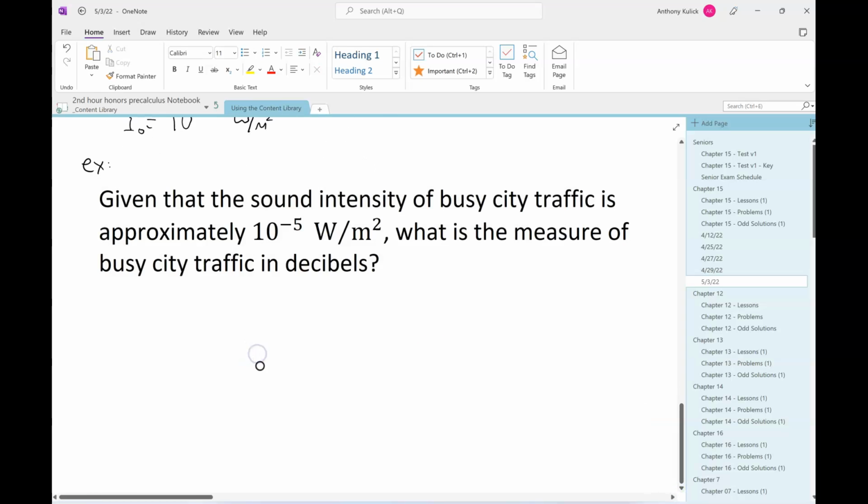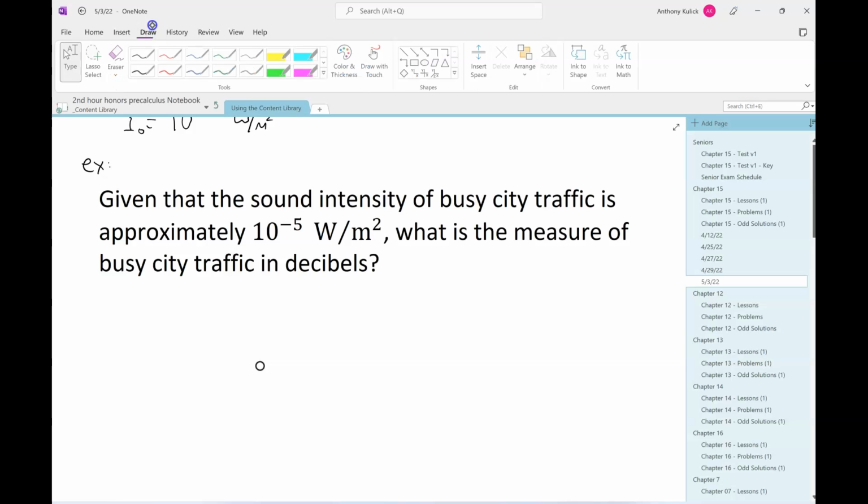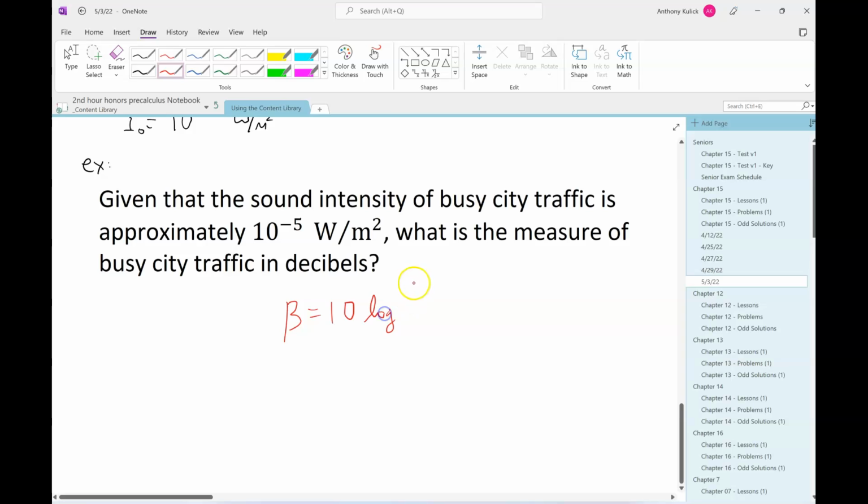All right. Given the sound intensity of busy city traffic is approximately 10 to the -5 watts per meter squared, what is the measure of busy city traffic in decibels? Hopefully, nobody's confused at why we'd be choosing to use the sound intensity model here, since it's talking about sound intensity and decibels.